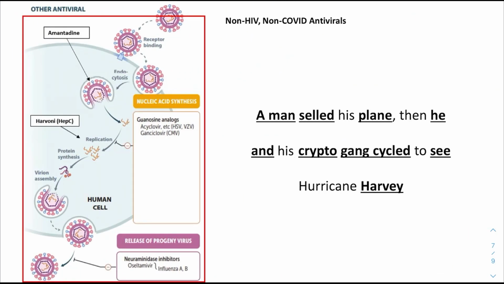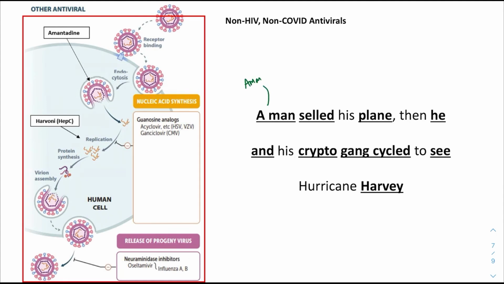So the last mnemonic for this video, which is the longest mnemonic but has the most compressed amount of information, is going to be for non-HIV and non-COVID antivirals, which you need to know. As a heads up, I know this is a slightly grammatically incorrect sentence, but it will be useful for the mnemonic. A man sailed his plane, then he and his crypto gang cycled to see Hurricane Harvey.